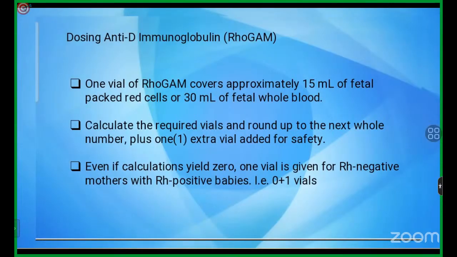So it's what you've obtained as the dosage from the FMH calculation, rounded off to the nearest whole number plus 1. If the FMH calculations yield 0, one vial is given for Rh negative mothers with Rh positive babies. I.e., if you get the value of 0, you must add 1.